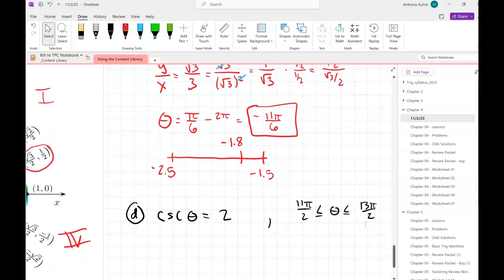Whoa, hold on, Mr. Kulik. Hold on a second. We haven't done anything with cosecants in it yet. Whoa. Hold up. That's not fair. Okay. But what is cosecant the same as? It's the reciprocal of sine, which is correct.